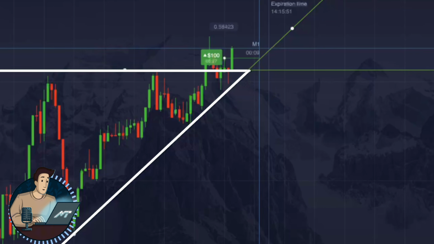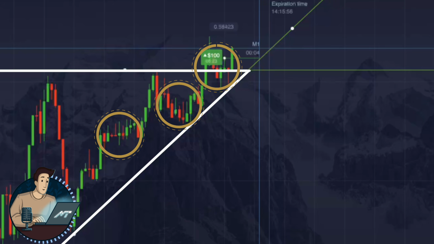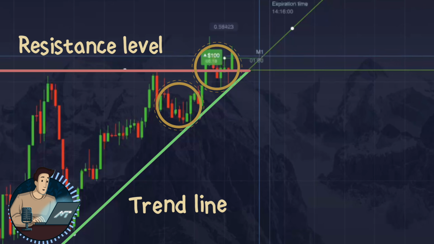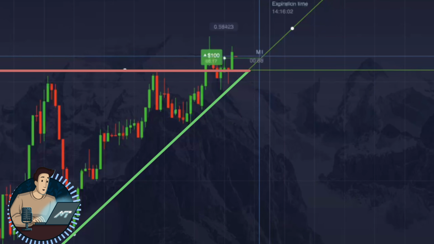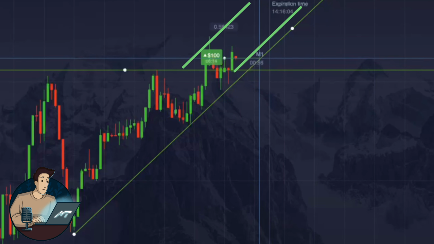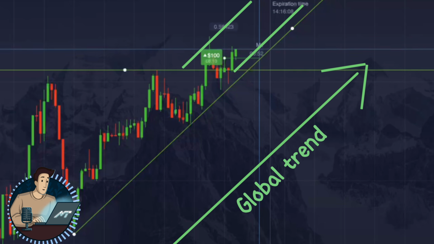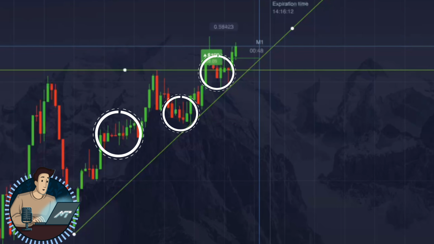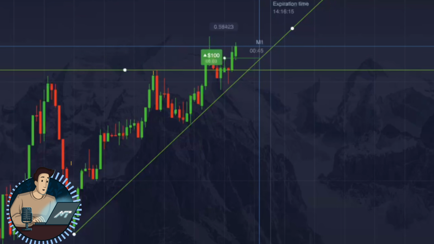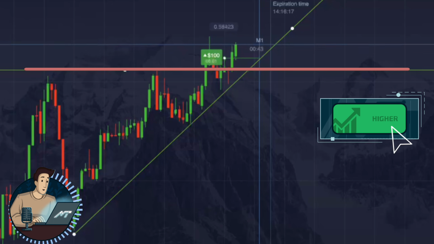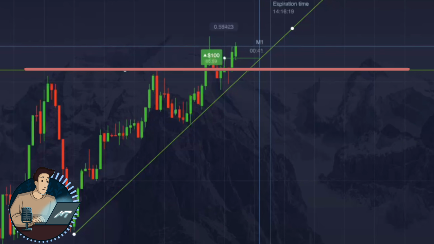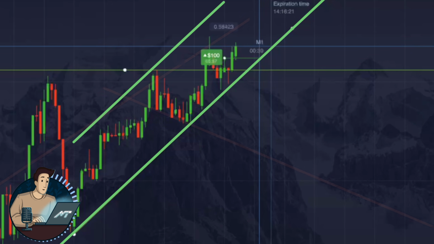This is a classic trend continuation pattern. The price and volatility gradually squeeze between the trend line and resistance level, signaling that the market is building up energy for a strong move. The breakout usually happens in the direction of the global trend when volatility shifts from low to high. According to the triangle strategy, we enter a trade only after price breaks through the resistance level. In this case, we go long.